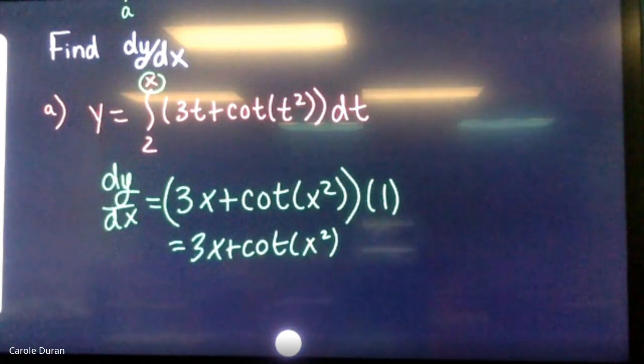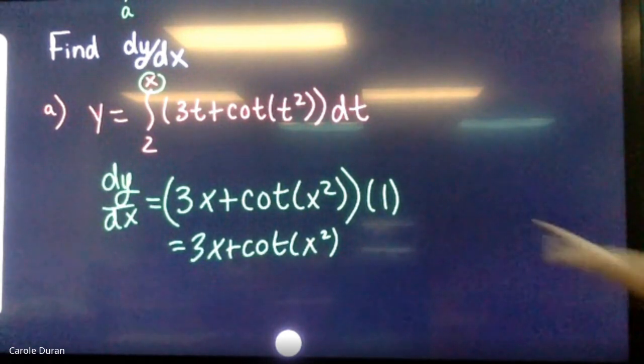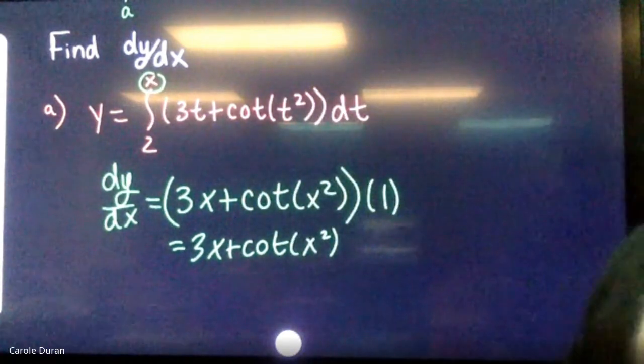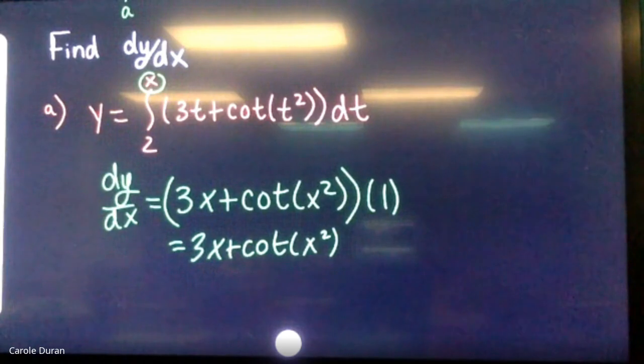Wow, that's it? That's it. The derivative of x is 1. I don't like how that squares inside. Well, it's x squared, not cotangent squared. Okay, how easy was that?